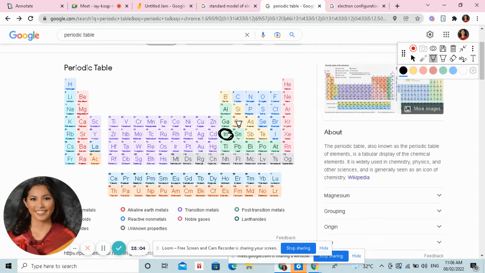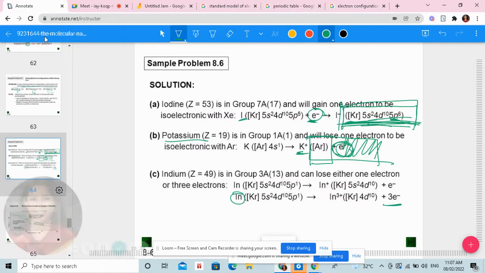Indium loses 3 electrons to become isoelectronic with xenon. It will lose electrons because it is a metal, while a non-metal would gain electrons to reach the xenon configuration. Okay, all right. So we have that one.